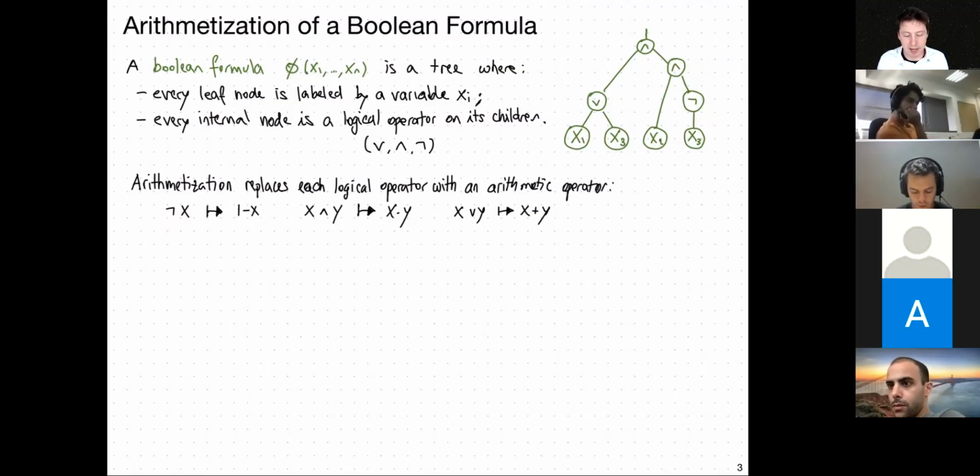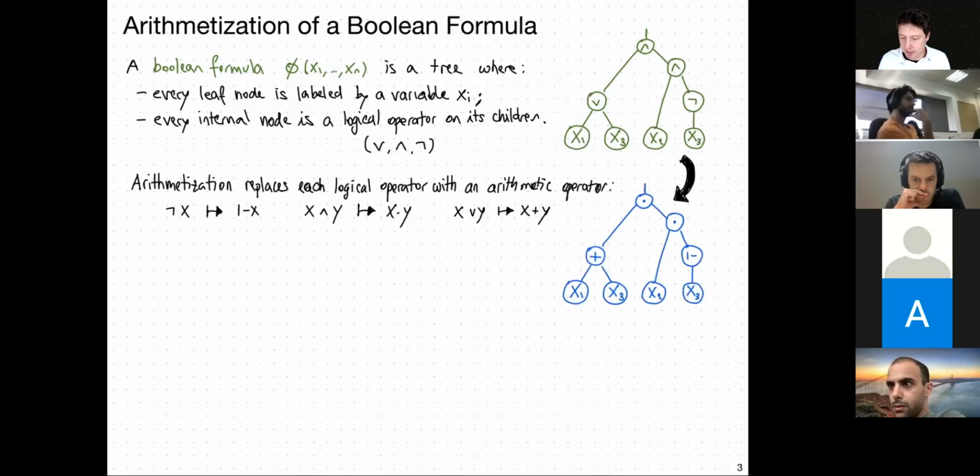And by a similar logic, x and y becomes x times y, where the times is the multiplication of a certain field. And x or y becomes x plus y, where the plus again is addition over a certain field. We'll talk about the field in a moment. But syntactically, what happens is that you turn this Boolean formula into this arithmetic circuit, which is just an expression that takes inputs and multiplies or adds things over a certain domain.